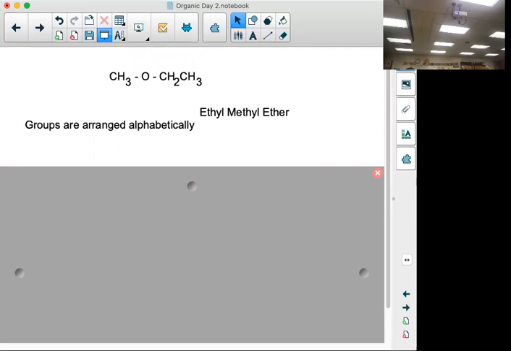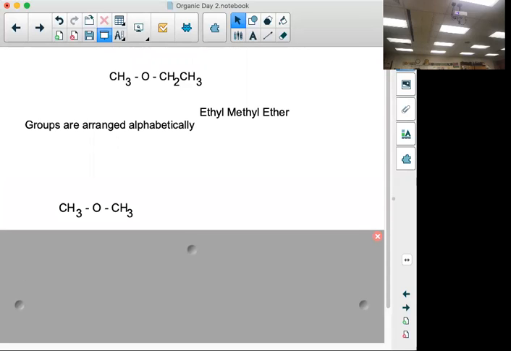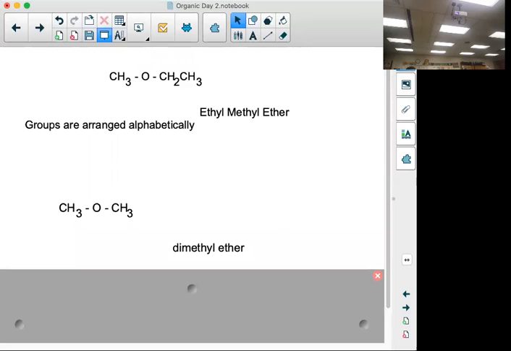Groups are arranged alphabetically. Even though it's shown the other way, the molecule can't flip around, it doesn't matter. We put ethyl before methyl. Okay? All right. And go on, try and name that one. That would be pretty simple. What is one carbon? But they're the same, so you use a prefix. Which prefix is two? Dimethyl. Yeah, we could call it methyl methyl ether, or chemists are lazy, that would be dimethyl.